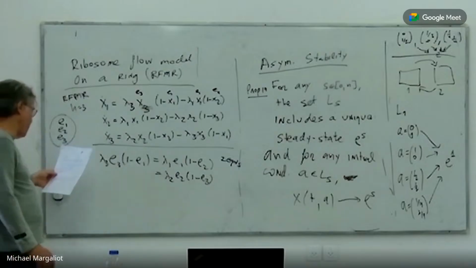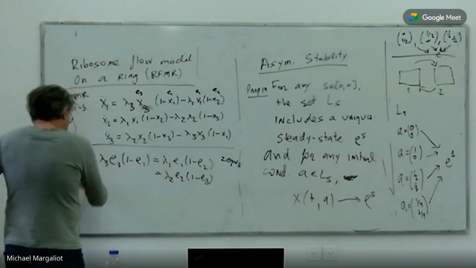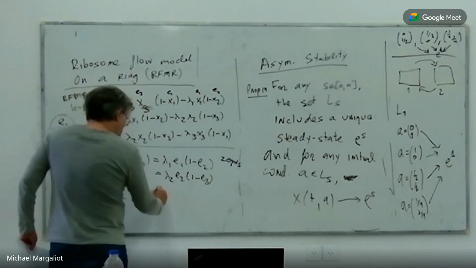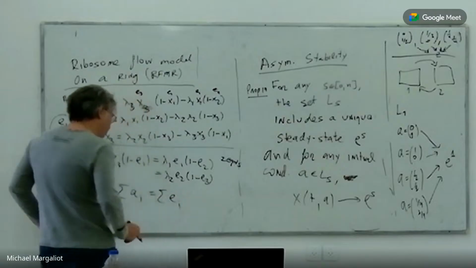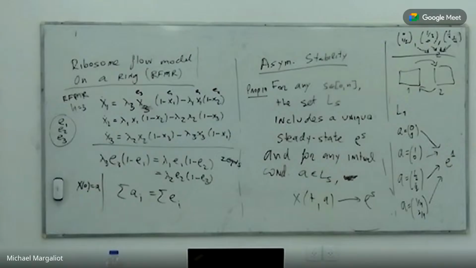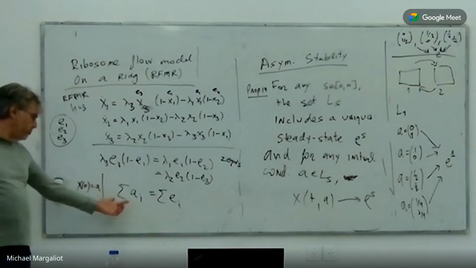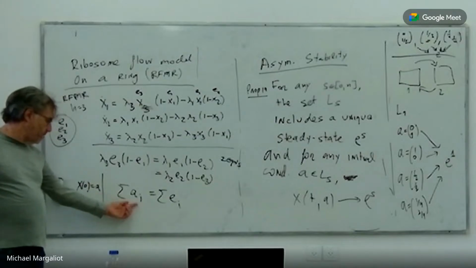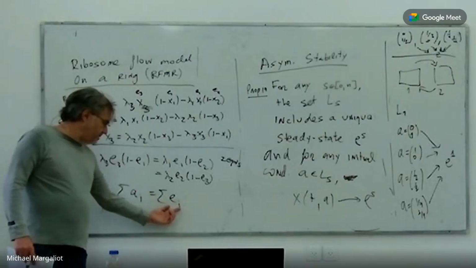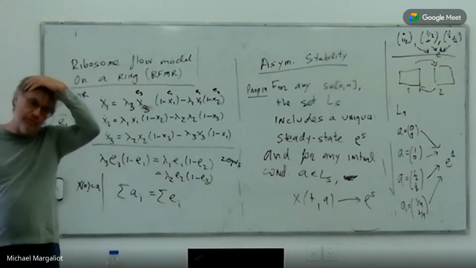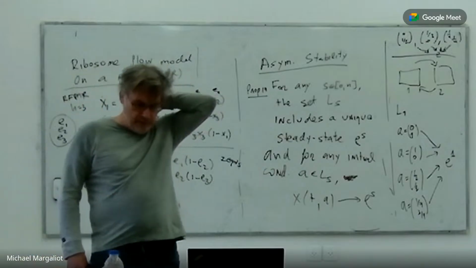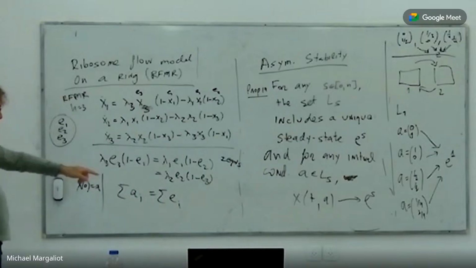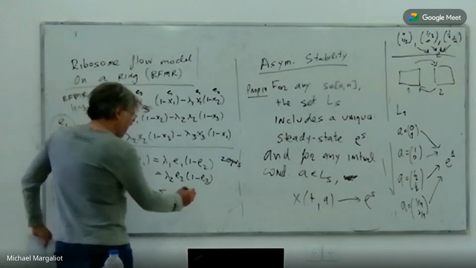But I also know one more thing. If I started from initial condition A, then I know that sigma A_i is equal to sigma E_i. Why? Because of the conservation of density. This is the density at the initial condition, and this is the density after infinite time when I converge to the steady state. The total density cannot change. So this gives me the third equation.